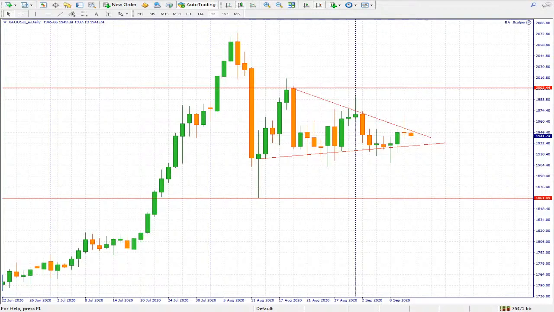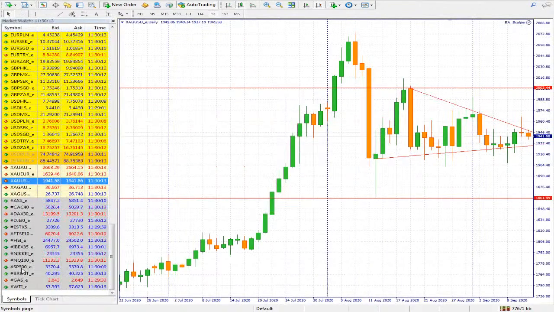If the price breaks beyond the upper trend line, we do expect a continuation up to the resistance, this one. If the price breaks below the lower trend line, we do expect a continuation to the lower side up to this level here.